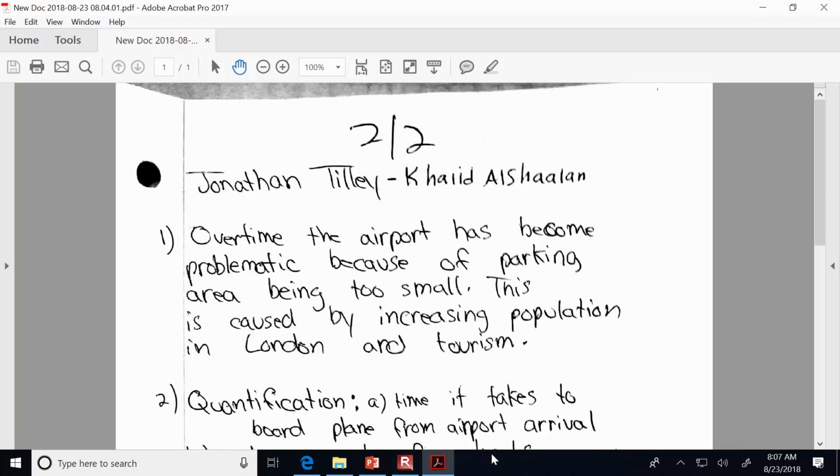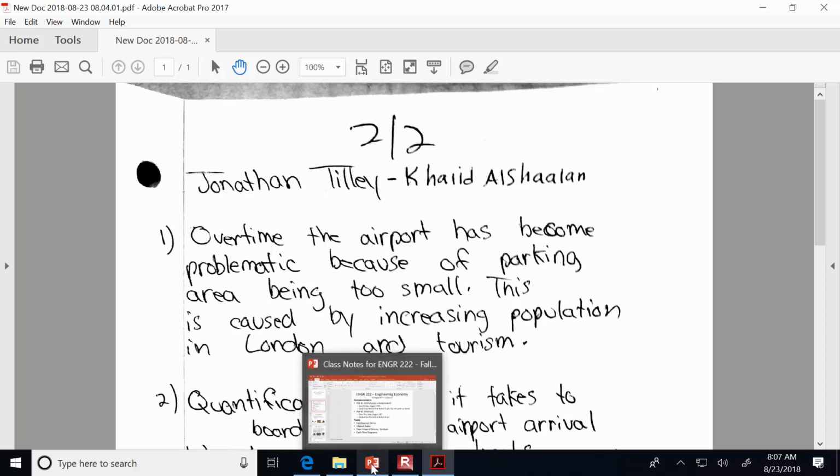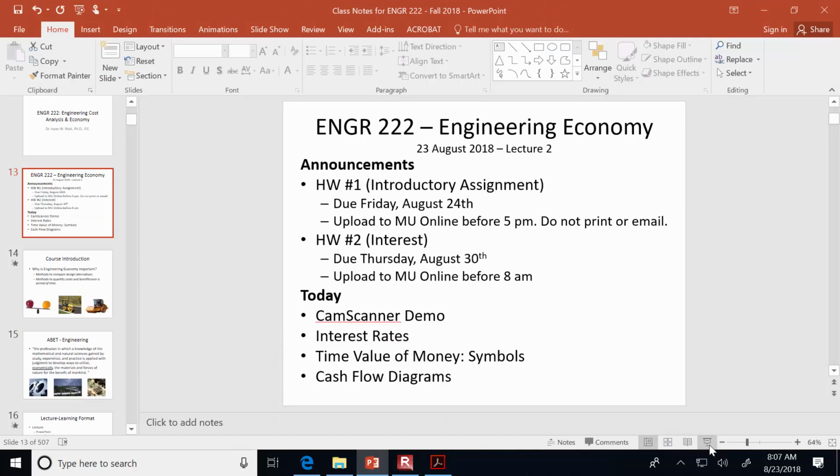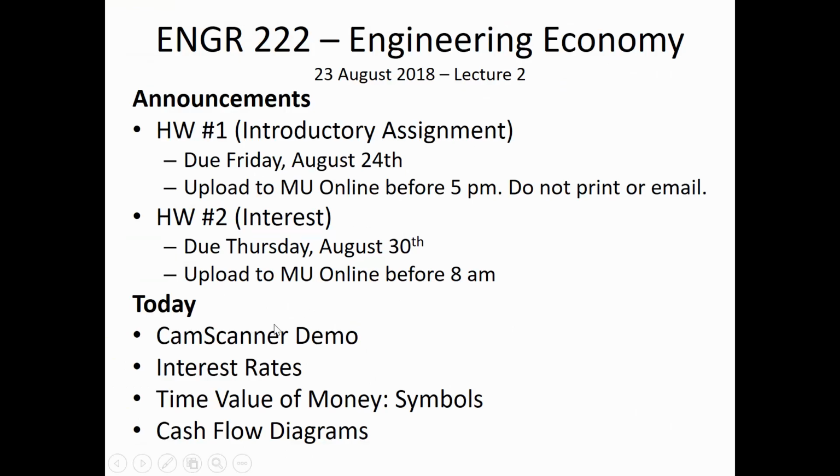And the other great thing is that then you've got this electronic record of your work through the entire semester, and you can build a portfolio of what you did for reference in the future when you have to study for the FE exam, or when you're working on senior design. You need to know these concepts. It's just a lot easier for it to be available to you. All right, so that's CamScanner.